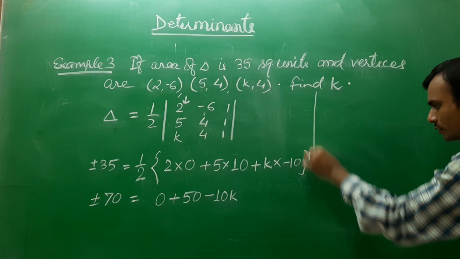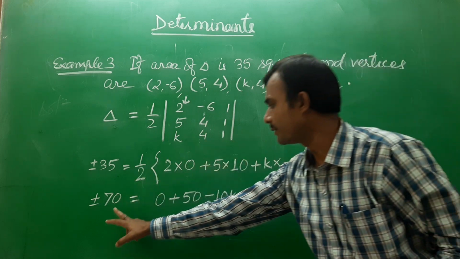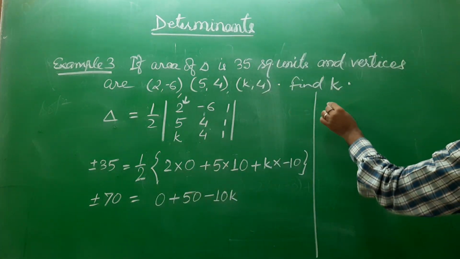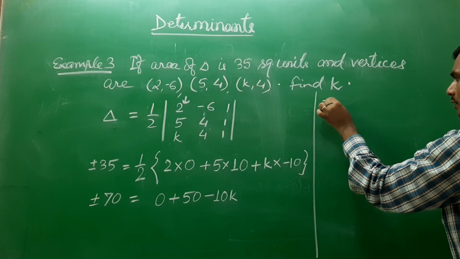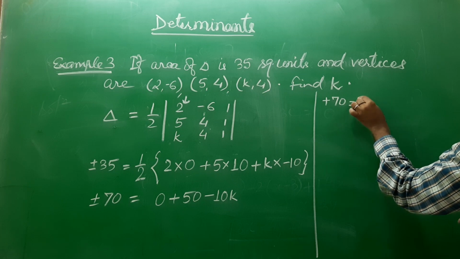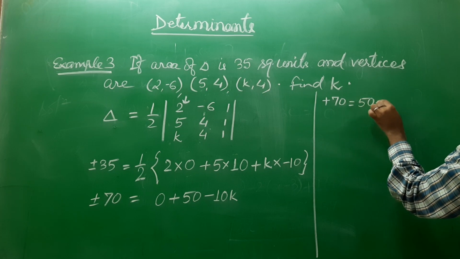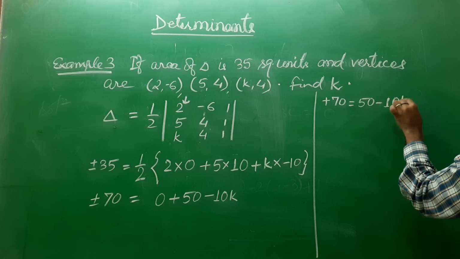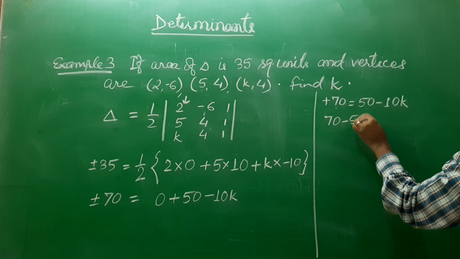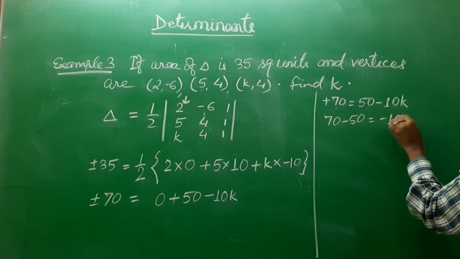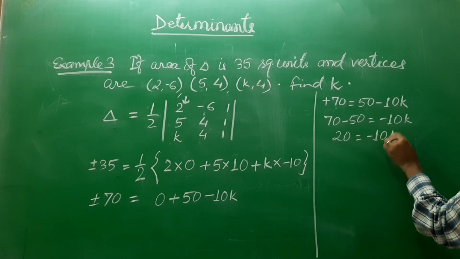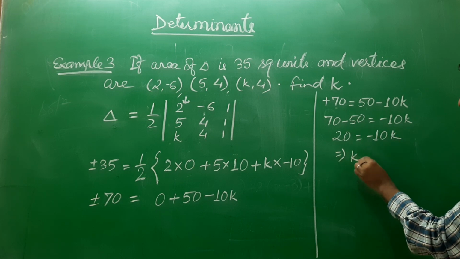So now it is either plus 70 or minus 70. We have to work for both the values. So first with plus: if it is plus 70, 70 equals 50 minus 10K. Now simplify for K. 70 minus 50 equals -10K. 20 equals -10K. So K equals -2.